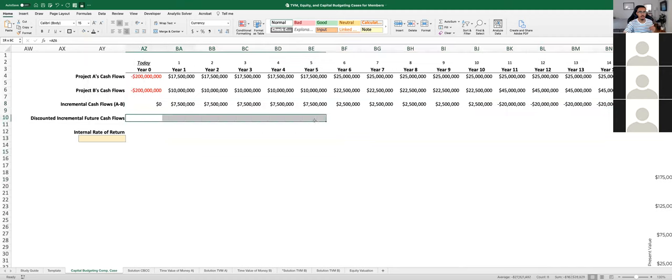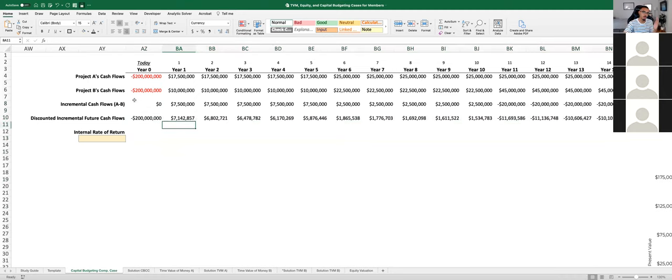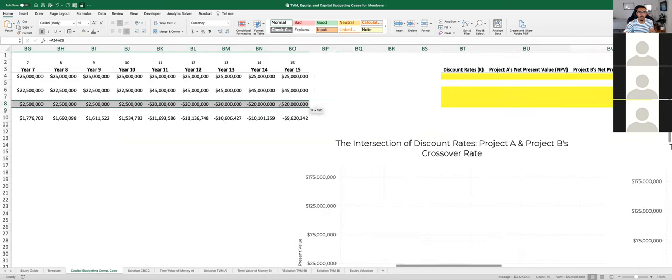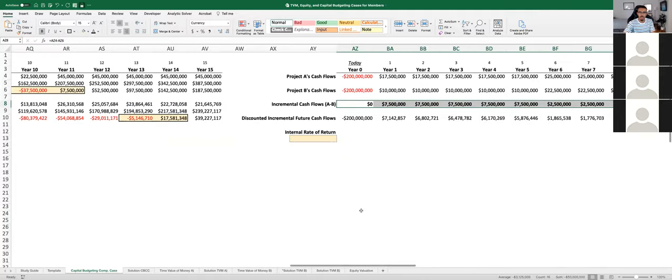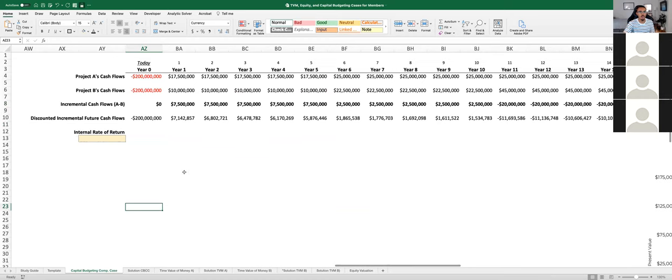And on an exam, you would naturally get your discounted cash flows. You wouldn't have to do that, but that's what would happen. Now I'm going to ask you, with this information that I'll bold right now, can you tell me what would be our crossover rate?